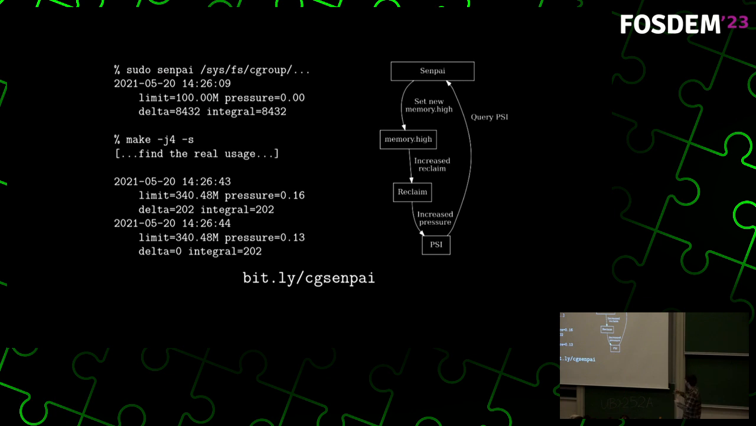time? And in this case, we find for the compile job the answer is about 340 megabytes or so, and that's fine. You might be asking yourself, what are the benefits of this shrinking?